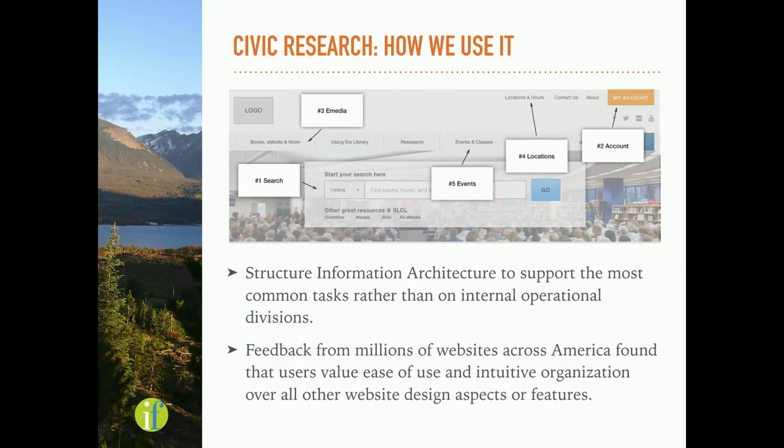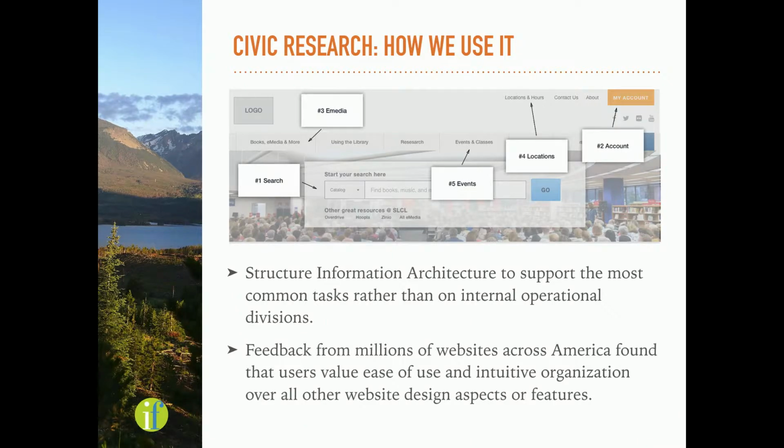And then this is how we use it. So this is an example for a library, but it applies the same for any kind of civic or library site that we do. So we structure the information architecture to support the most common tasks rather than internal operational divisions. So Jim from the DMV might want one click to get to a certain thing, but we really want people to be able to click once and get to pay their parking ticket. So we're really thinking about the end user versus the internal organizational divisions and stuff like that.